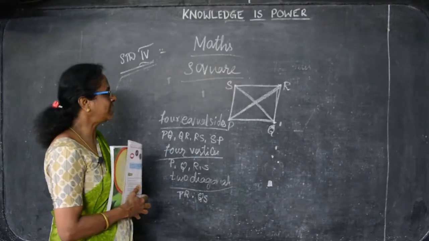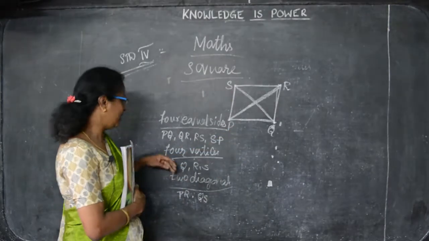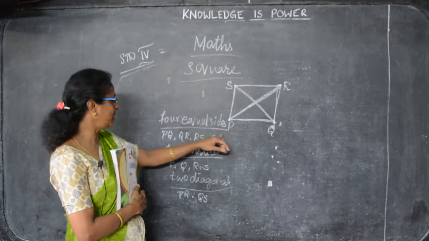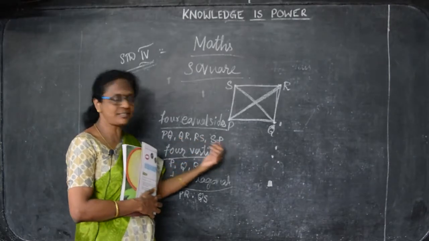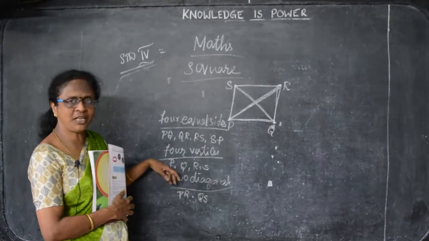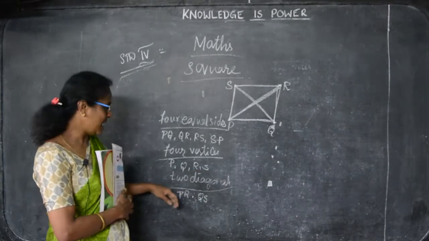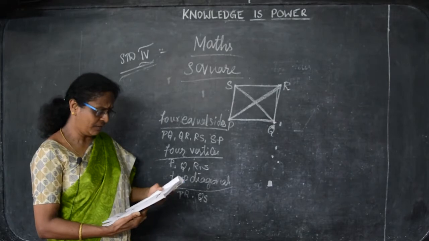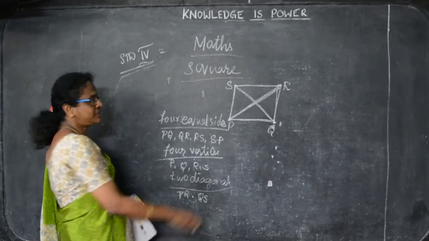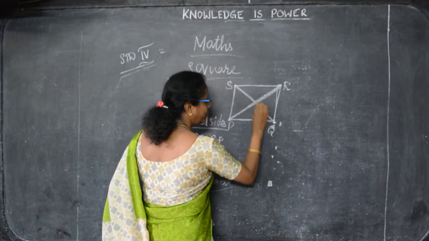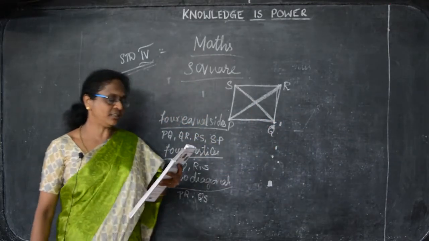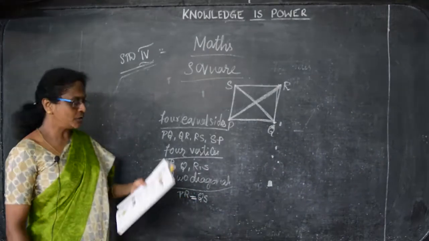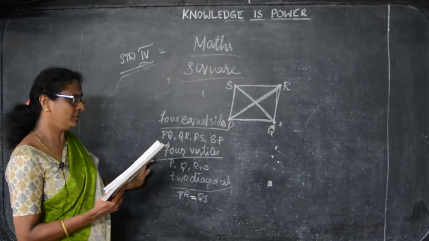So four equal sides is PQRS and four vertices is PQRS. Sorry, four equal sides are PQ, QR, RS and SP. Four vertices are PQRS, and two diagonals are PR and QS. And these diagonals are always equal in length. They won't differ in any length. So PR is equal to QS. So in this square, these are the four points.